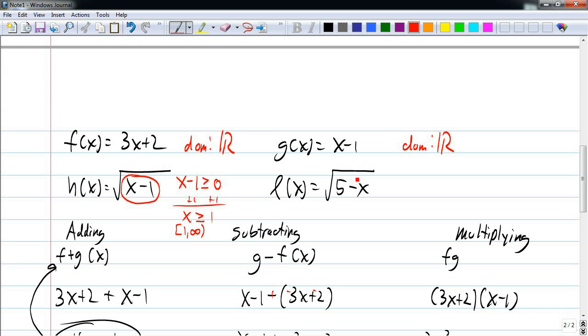Same thing for L. L is a square root. So the thing under the radical has to be greater than or equal to 0. If I add x to the other side, I'm going to get that 5 is greater than or equal to x. So x can be at most 5.